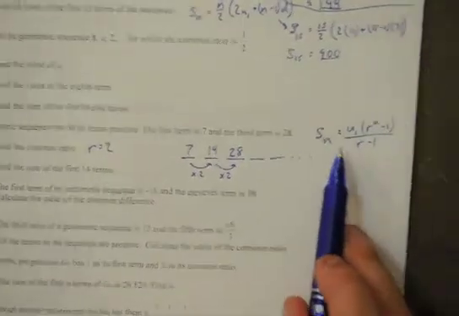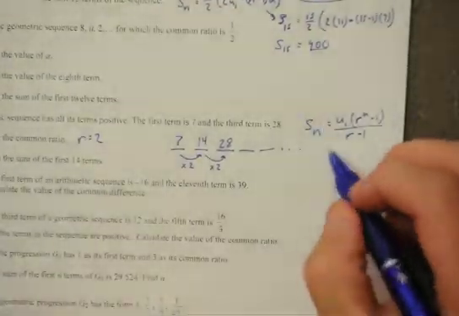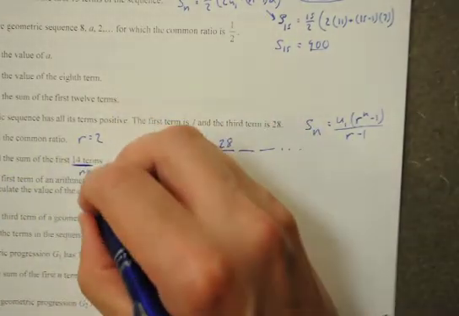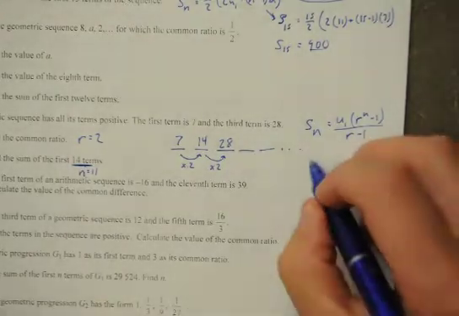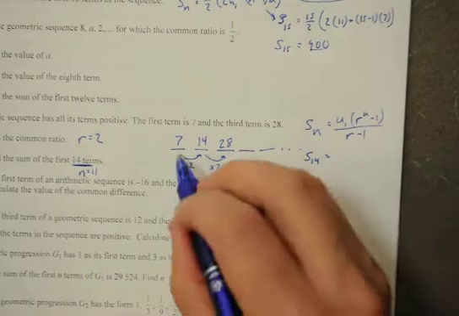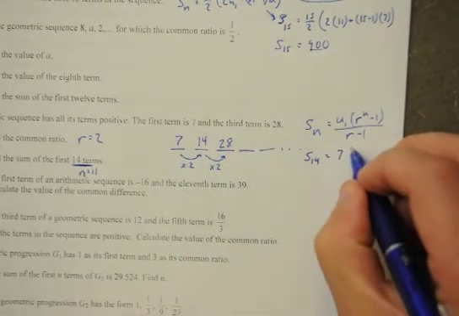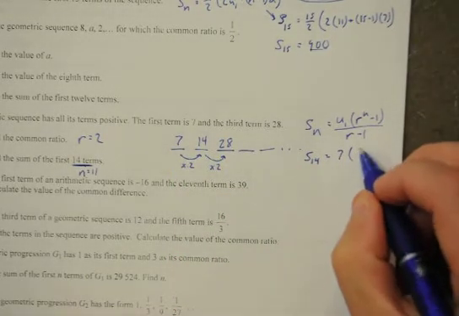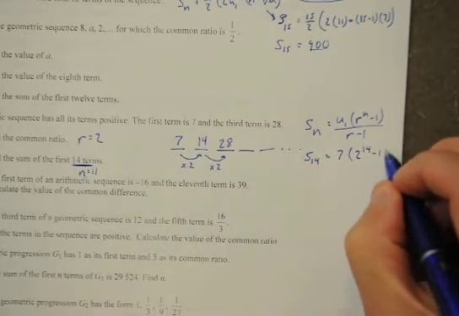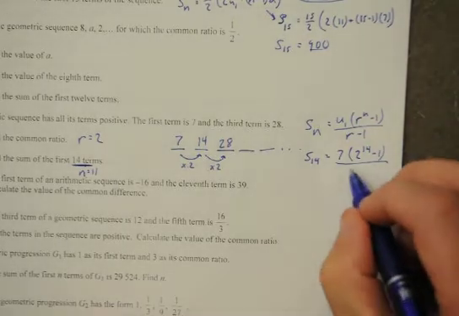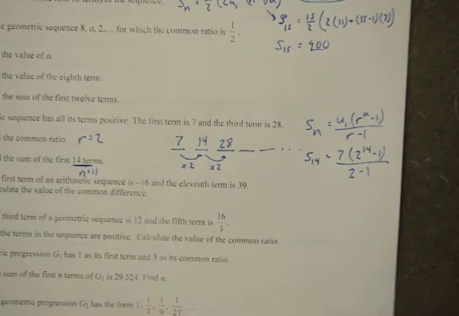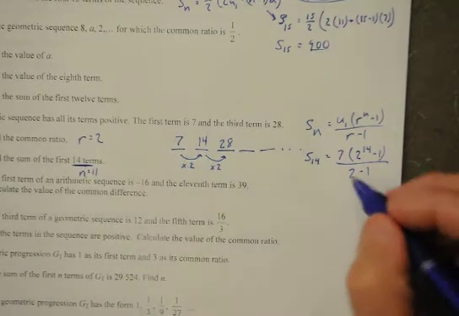So there it is. There's our formula for the sum of n terms. So if I want the sum of 14 terms, that's n. n is 14. So we're going to plug in 14. The first term was 7. The common ratio was 2. n is 14. And then the common ratio is 2. And there we have it. That's what we're going to plug in to get the answer.